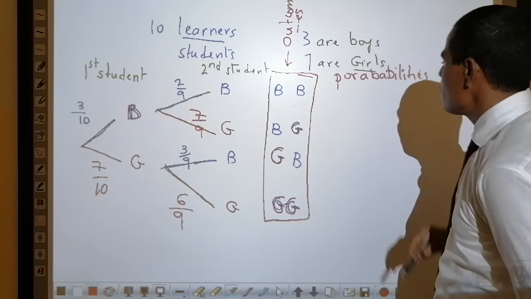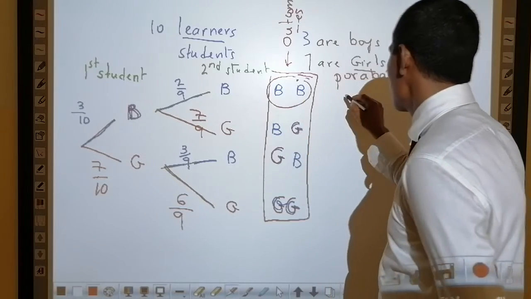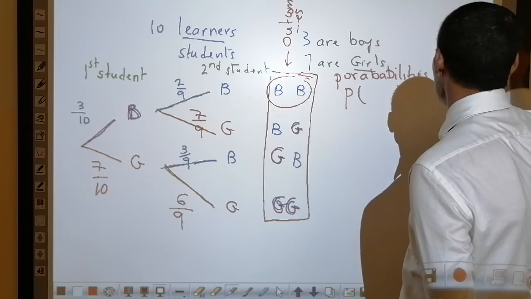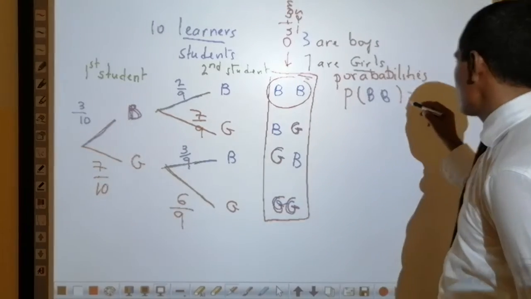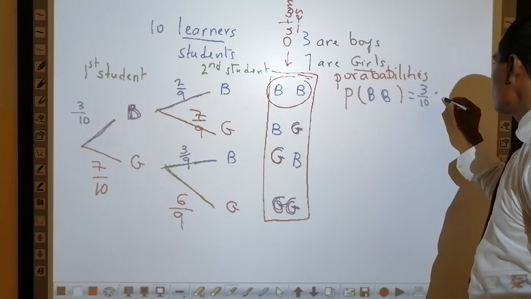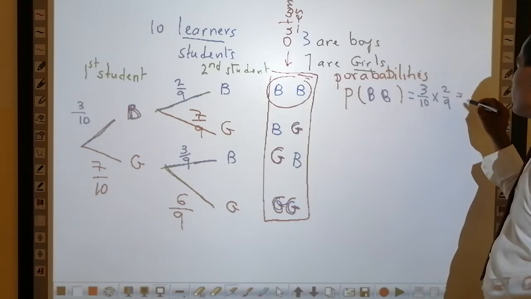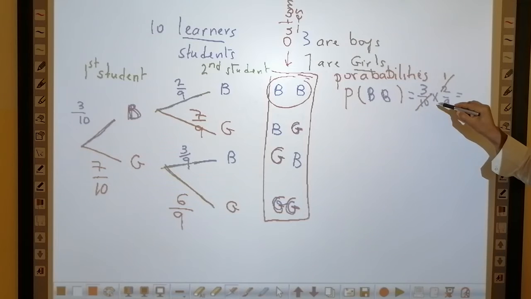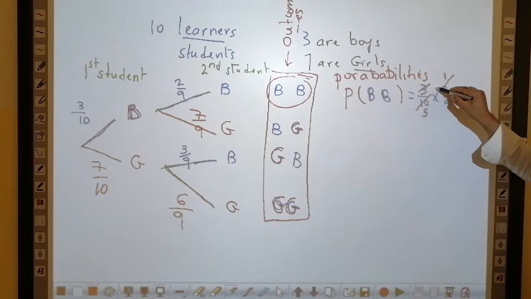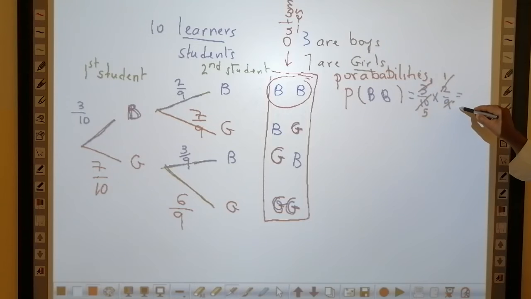The probability of getting 2 boys, my kids, is just multiply across the branches. It will be 3 over 10 multiplied by 2 over 9. You can cancel the common factors. How many 2's in 2? 1. How many 2's in 10? 5. How many 3's in 3? 1. How many 3's in 9? 3. So it will be 1 over 5 times 1 over 3, which is 1 divided by 15.